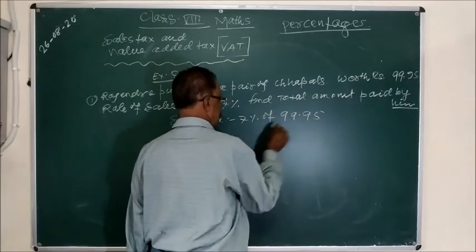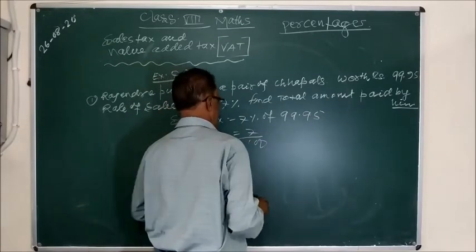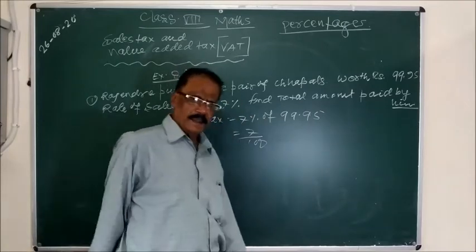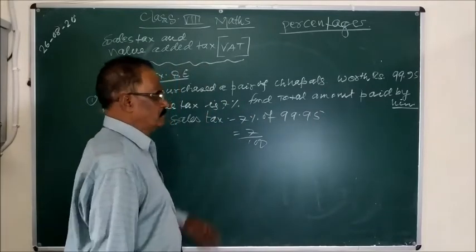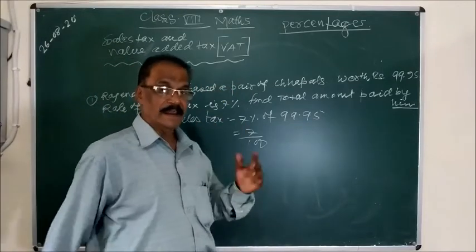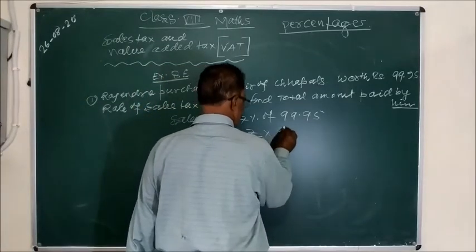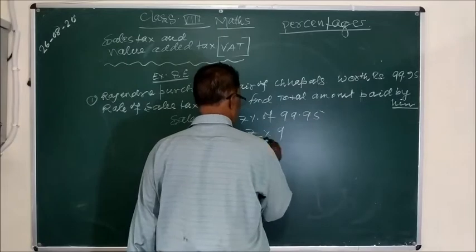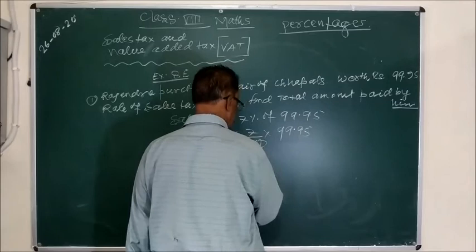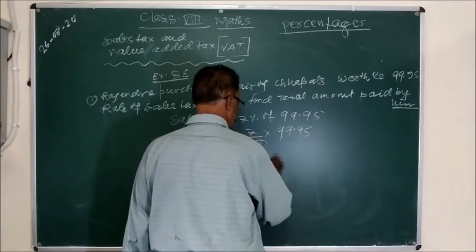99.95. इसको सिंप्लीफाई करेंगे and you will find how much tax will be given. 7% समझते ही होंगे, out of 100. If the cost is 100, so he has to pay 107. So 7 by 100 into 99.95. इसको कैंसिल करना है. 7 into, इसको 7 से इंटू कर लेते हैं.